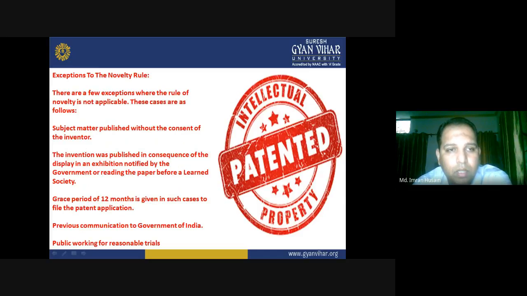Exceptions to the novelty rules. Although you might have understood the novelty rule that has been implemented and followed in many of the amendment acts, what are the exceptions to this case? Not everything is followed according to the scenario. There are a few exceptions where the rules of novelty are not applicable. The cases are as follows. So, what are the things that have been excluded under the rule of novelty?